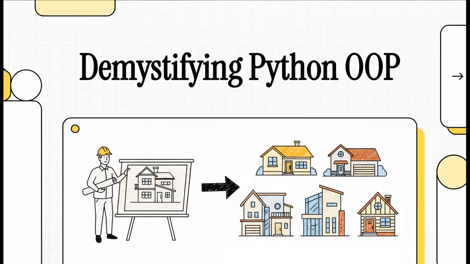Welcome to The Explainer. If you've ever felt your code just spiral into this tangled, chaotic mess, then this one's for you. Today, we're going to demystify object-oriented programming in Python. It's an amazing way to turn that chaos into some truly elegant and powerful structures.